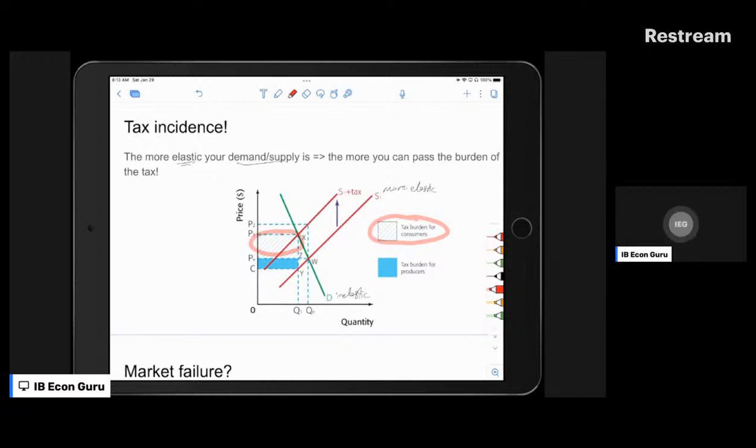Now, if this was flipped, if the demand curve was very elastic while the supply curve was very inelastic, it'll be the opposite. The producer tax burden will be bigger than the consumer tax burden.